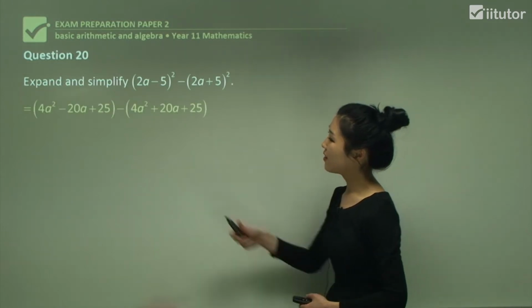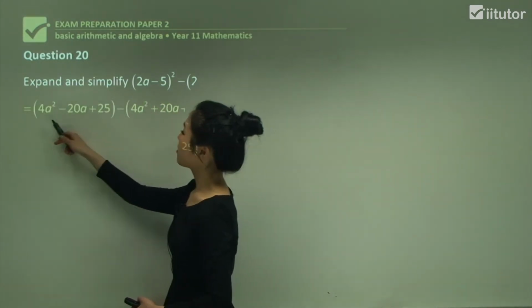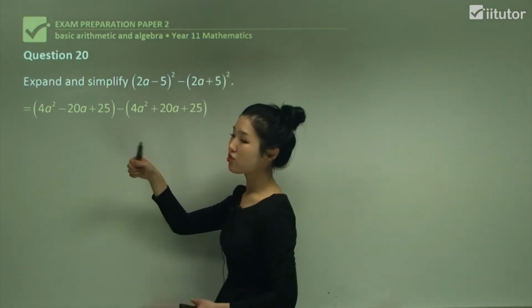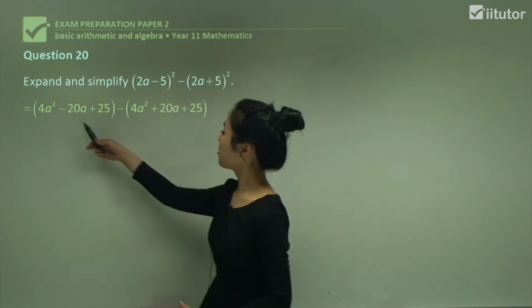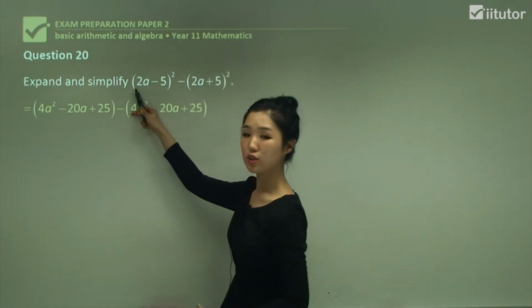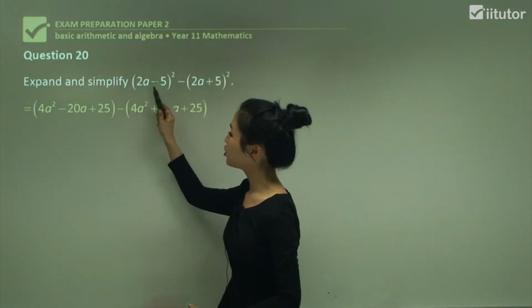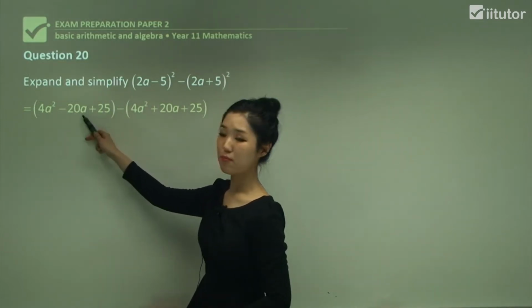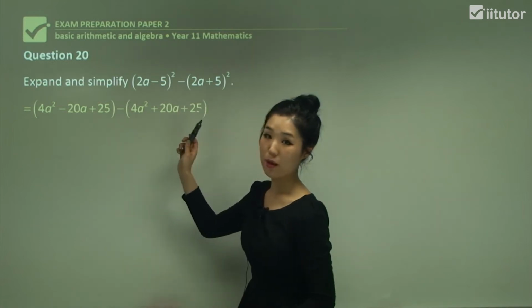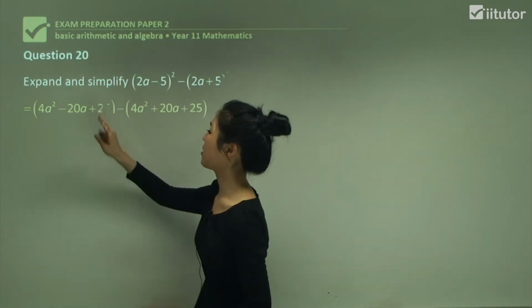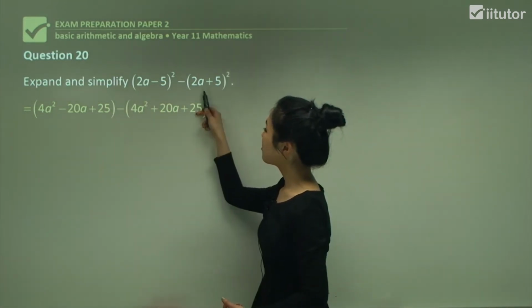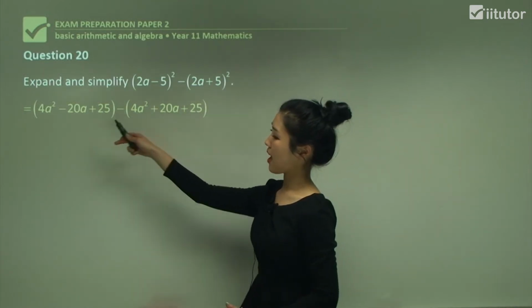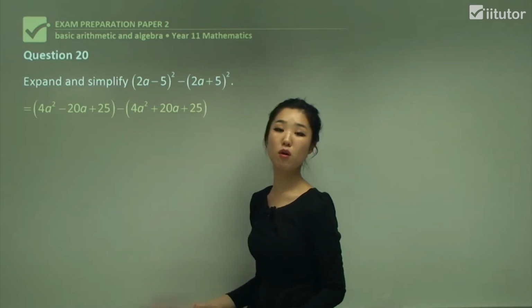So I'll do that. 2a minus 5 squared is 2a squared, which is 4a squared, minus 2 times 2a times 5. So minus 2 times 2 times 5 is 20, and the a just goes back, plus b squared, which is the 5 squared. So 5 squared is 25. And this one, similar thing, but everything should be positive.